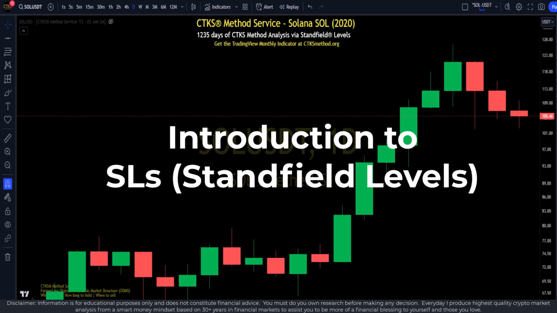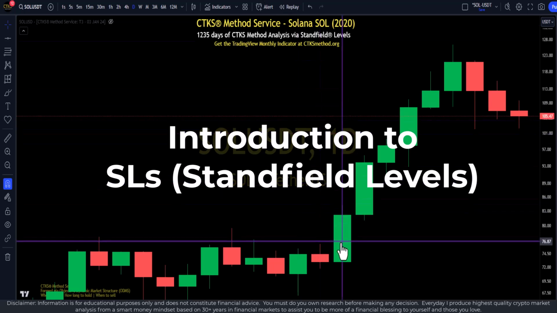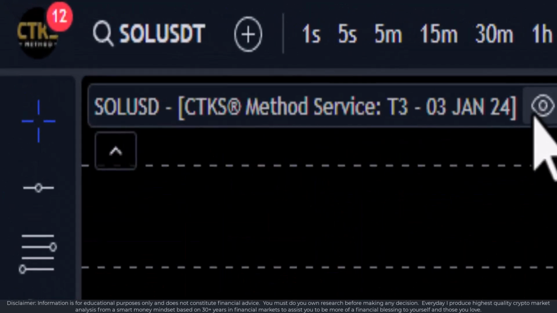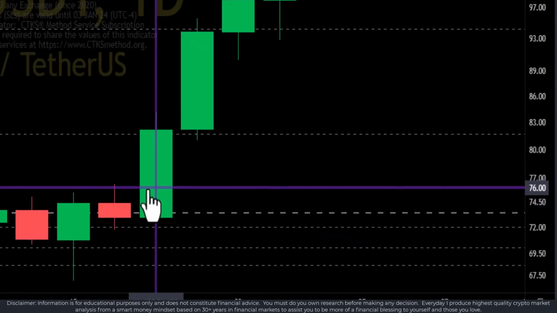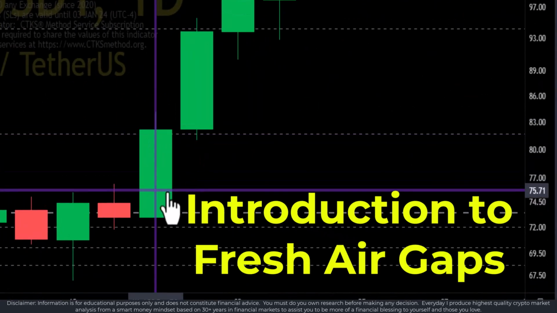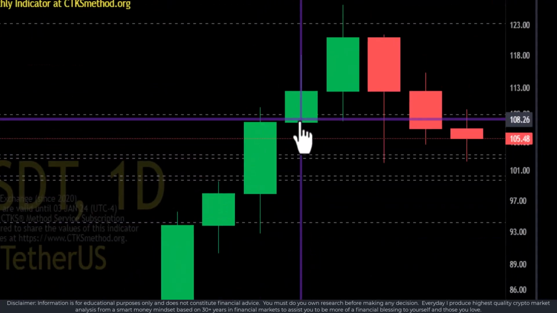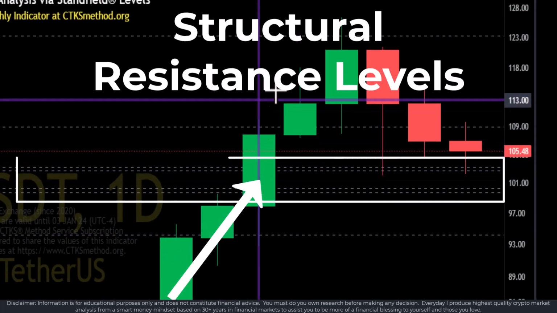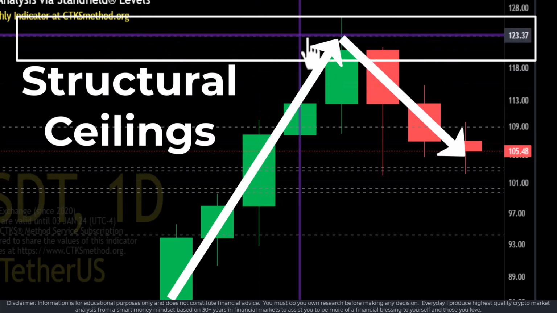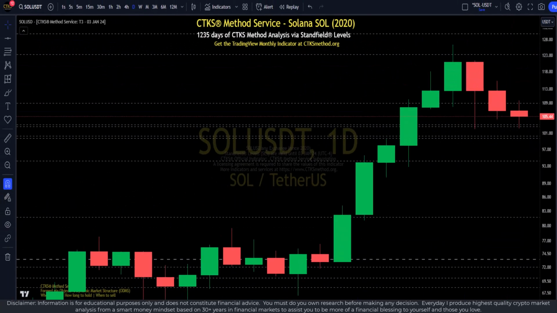In this video, we're going to do an introduction to SLs. Let's just pop on the indicator so that we can see. I'm going to introduce you to the concept of fresh air gaps. That's where price moves up very, very quickly. Resistance levels from a structural perspective and ceilings inside the market where price reverses back from.